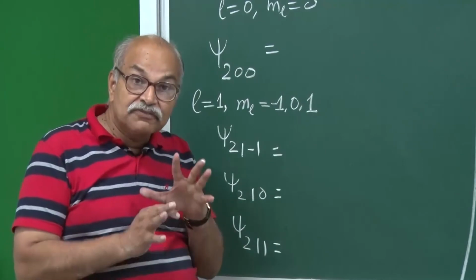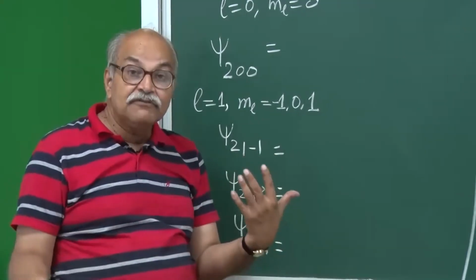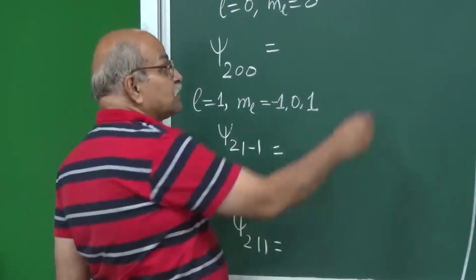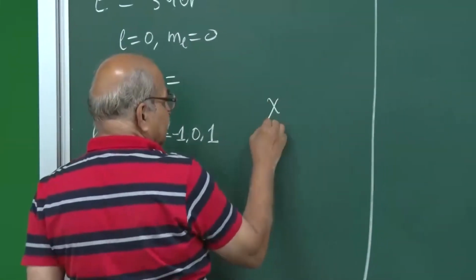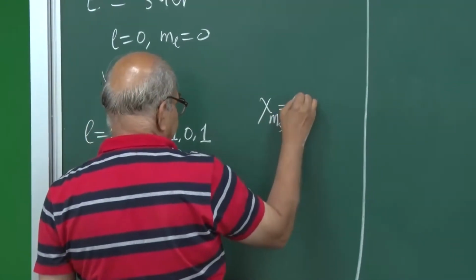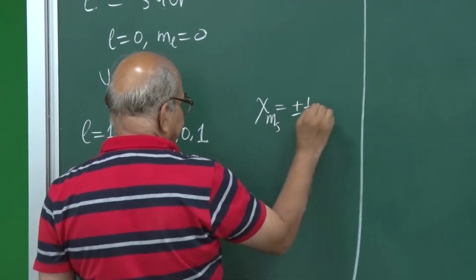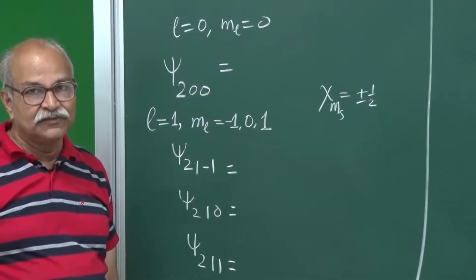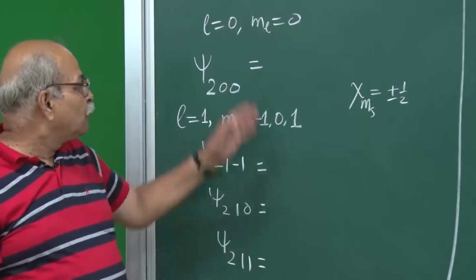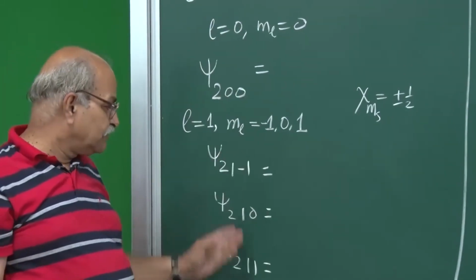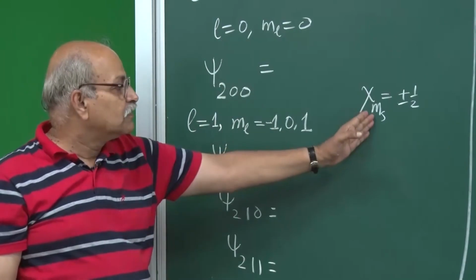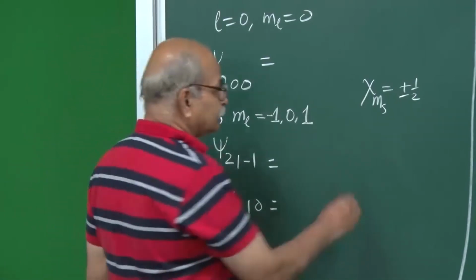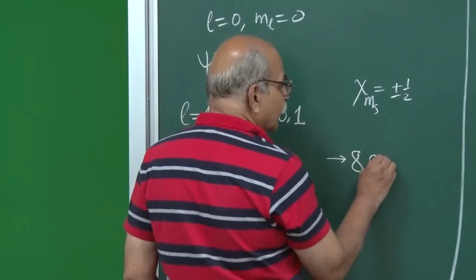So I have 4 different kinds of wave functions, and with each of them you can put the spin part, and that spin part is once again chi ms, plus half and minus half. So how many states are there? How many quantum states are there with this energy? 4 different wave functions, 1, 2, 3, 4. With each you can put chi plus half or chi minus half. So there are 8 quantum states.